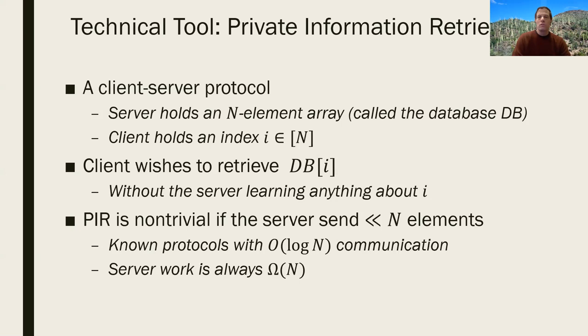A private information retrieval protocol is non-trivial if the server sends a lot less than N elements to the client. And there are known private information retrieval protocols with order of log N communication, but the server work is always linear in the number of elements in the database. The reason for that is that if the server doesn't touch one of these elements during the computation, then the server knows that that element was not the one accessed. So inherently the server has to do at least N computation. So this is the tool that we use, and how do we want to use it?